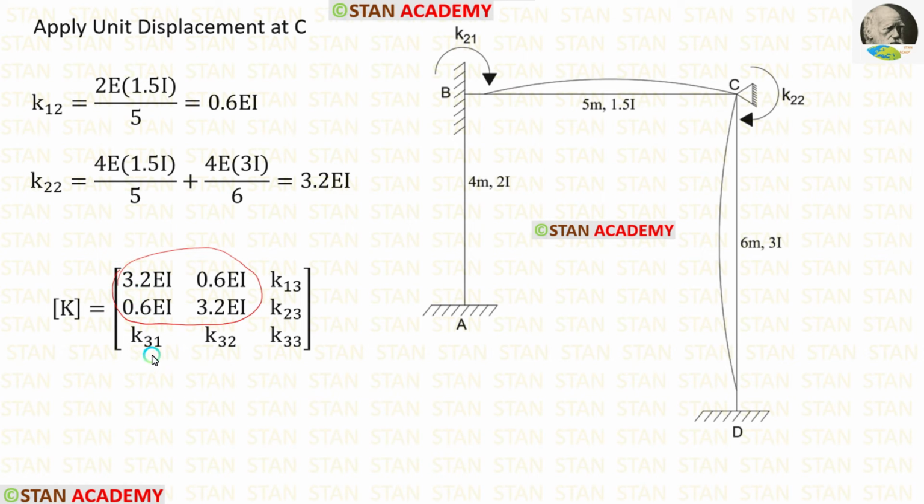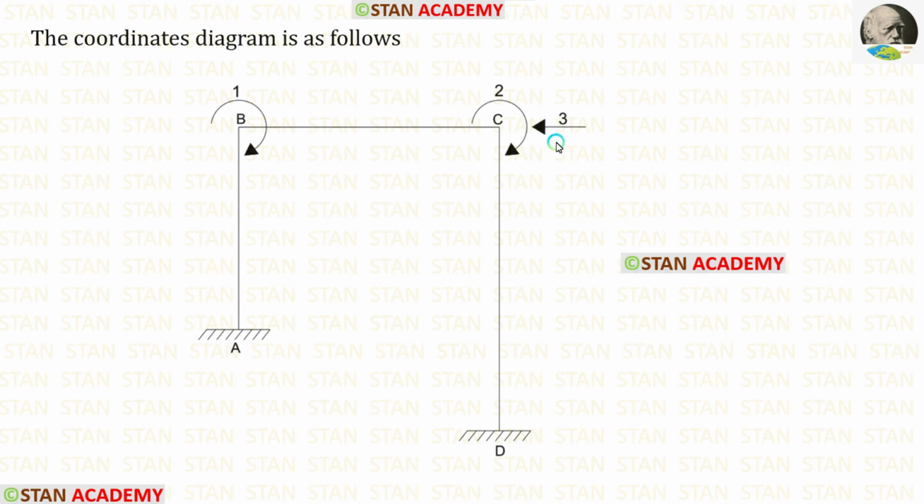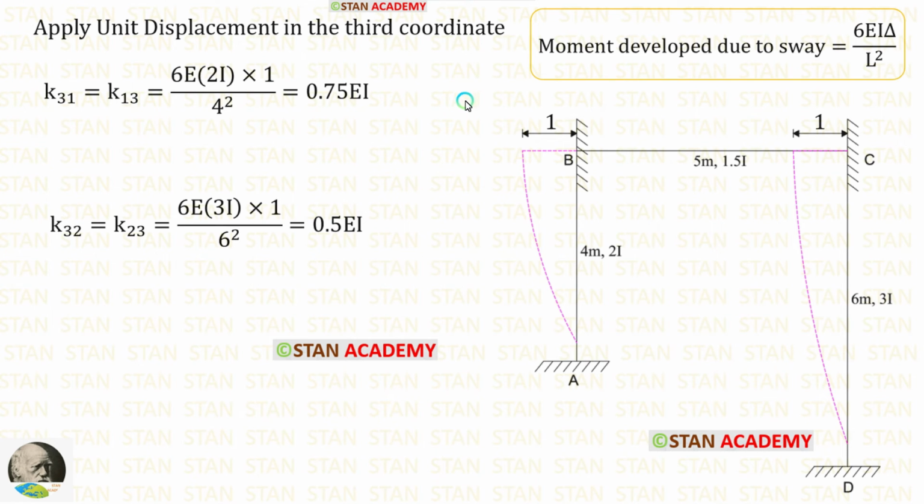Now we are going to find the last row. For that, we have to apply the unit displacement in the third coordinate. Our third coordinate is the sway, which is acting towards the left side. We have kept our third coordinate towards the left side. So towards the left side, we have to apply unit displacement. You can see that I have applied unit displacement towards the left side.